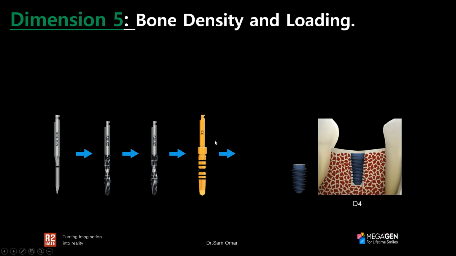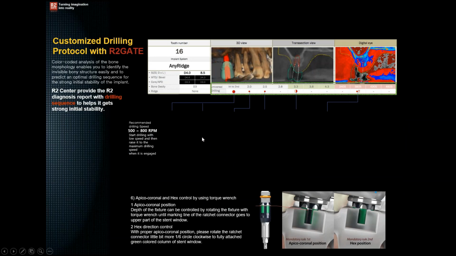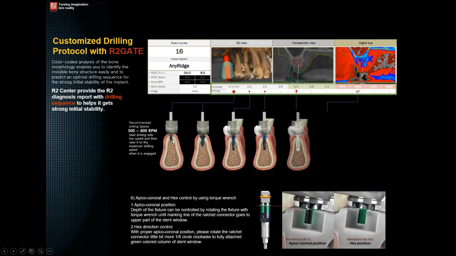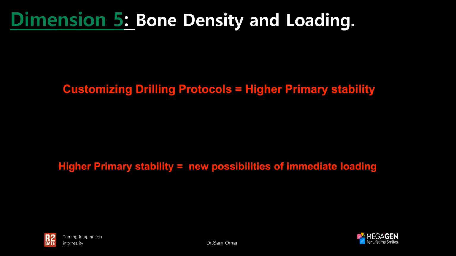and this is what we call customizing the drilling protocol. Now, the great thing is with the R2 gate system, every case that you do with R2 gate, you'll get an automated drilling protocol which will let you know how many drills you should be using to get the best primary stability in each site based on the bone density analysis that is done with the R2 gate digital eye. If we start to customize the drilling protocols, we'll get higher primary stability. Higher primary stability means new possibilities for immediate loading.